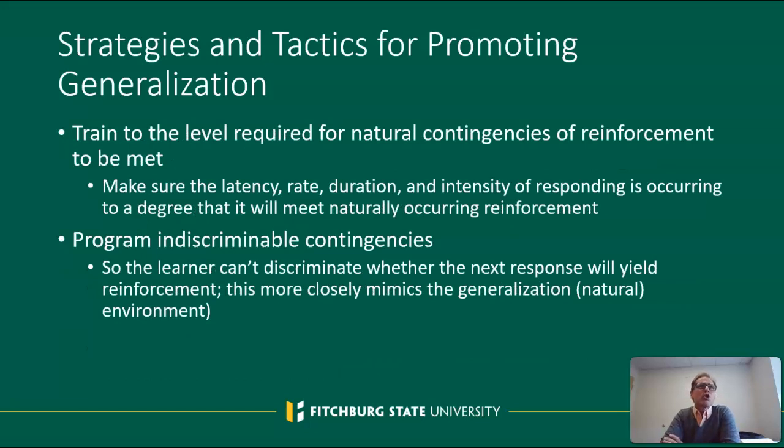Other strategies include training to the level required for natural contingencies of reinforcement to be met. So we want to make sure that the latency, rate, duration, and intensity of responding is occurring to a degree that it will meet naturally occurring reinforcement. So for example, if we're trying to improve someone's social skills and we're looking for them to say hi when someone else says hi to them, okay? And so we say hi and someone says hi back and we provide some kind of reinforcement, okay?